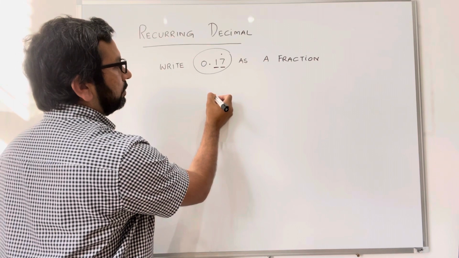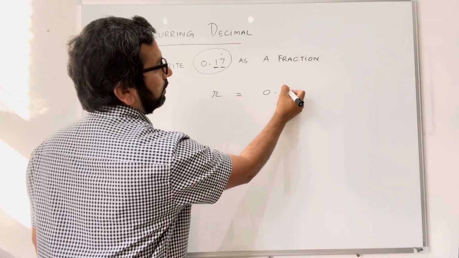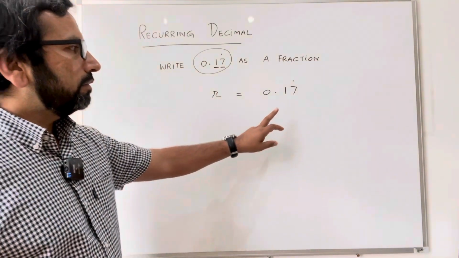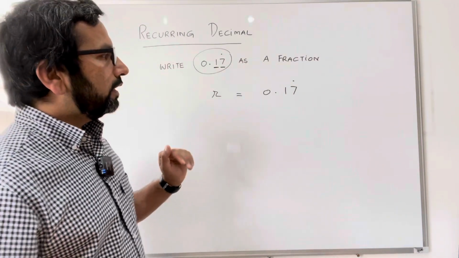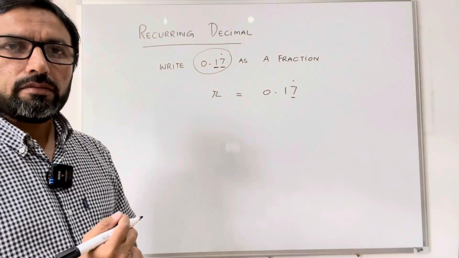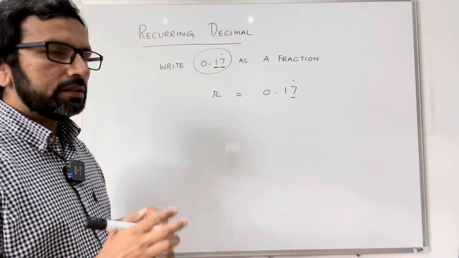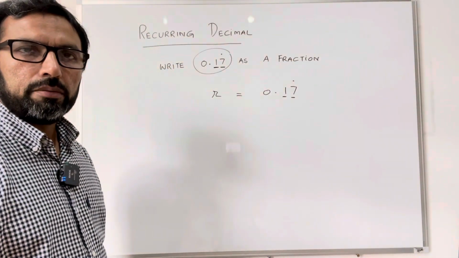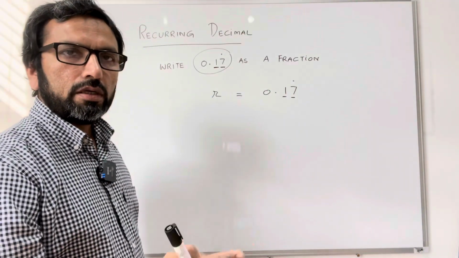For example, if this one is R is equal to 0.17, in this decimal the 7 is gonna repeat itself, so that part is called the repeating part. But 1 is not gonna repeat itself, so we have two parts. 1 is the non-repeating part, and 7 is the repeating part.